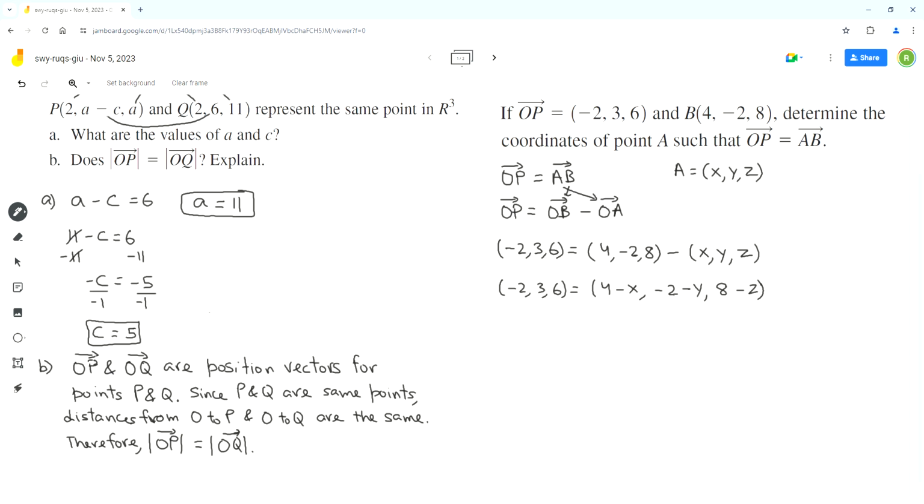Now we have to find the value of x, y, and z, and for that we'll have to write an equation. So two vectors are equal to each other if their x components are equal to each other, their y components are equal to each other, and their z components are equal to each other. So our first equation is negative 2 equals 4 minus x. So this is the equation we get from making the x components equal to each other. And we can write an equation for y components and for z components.